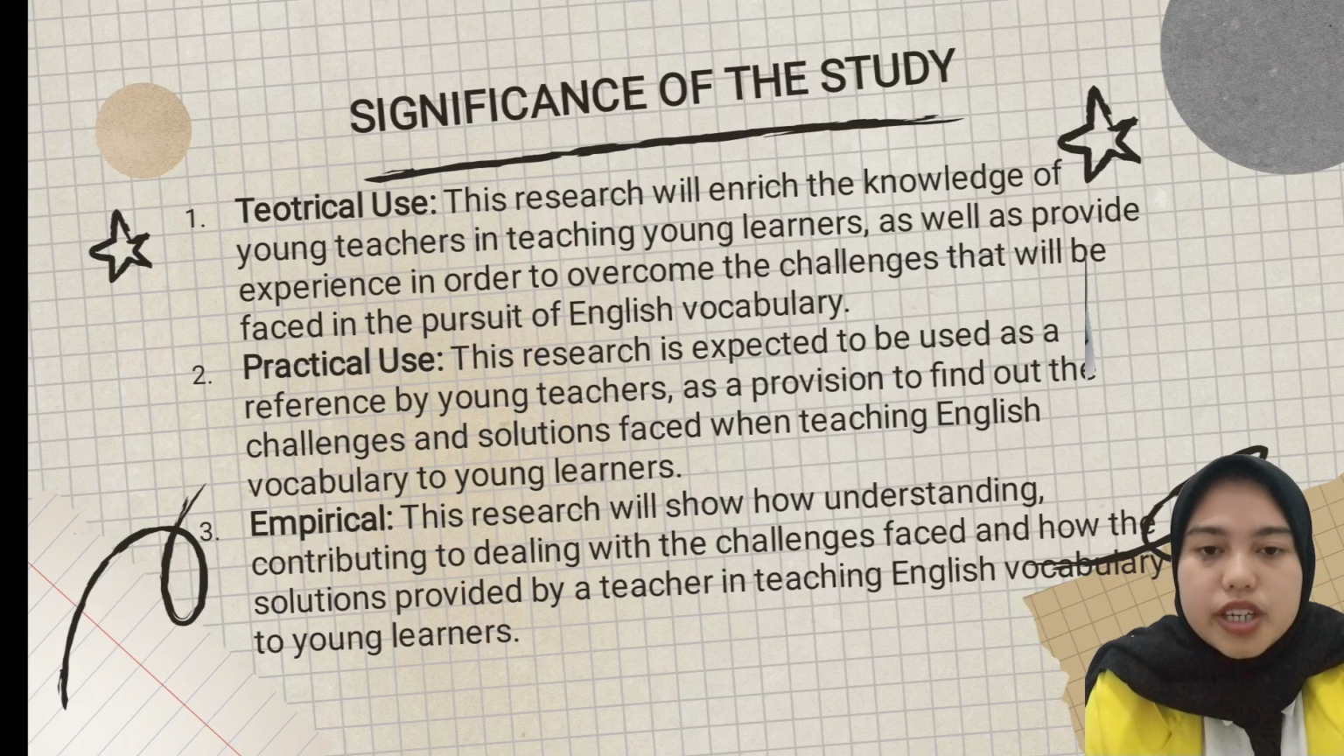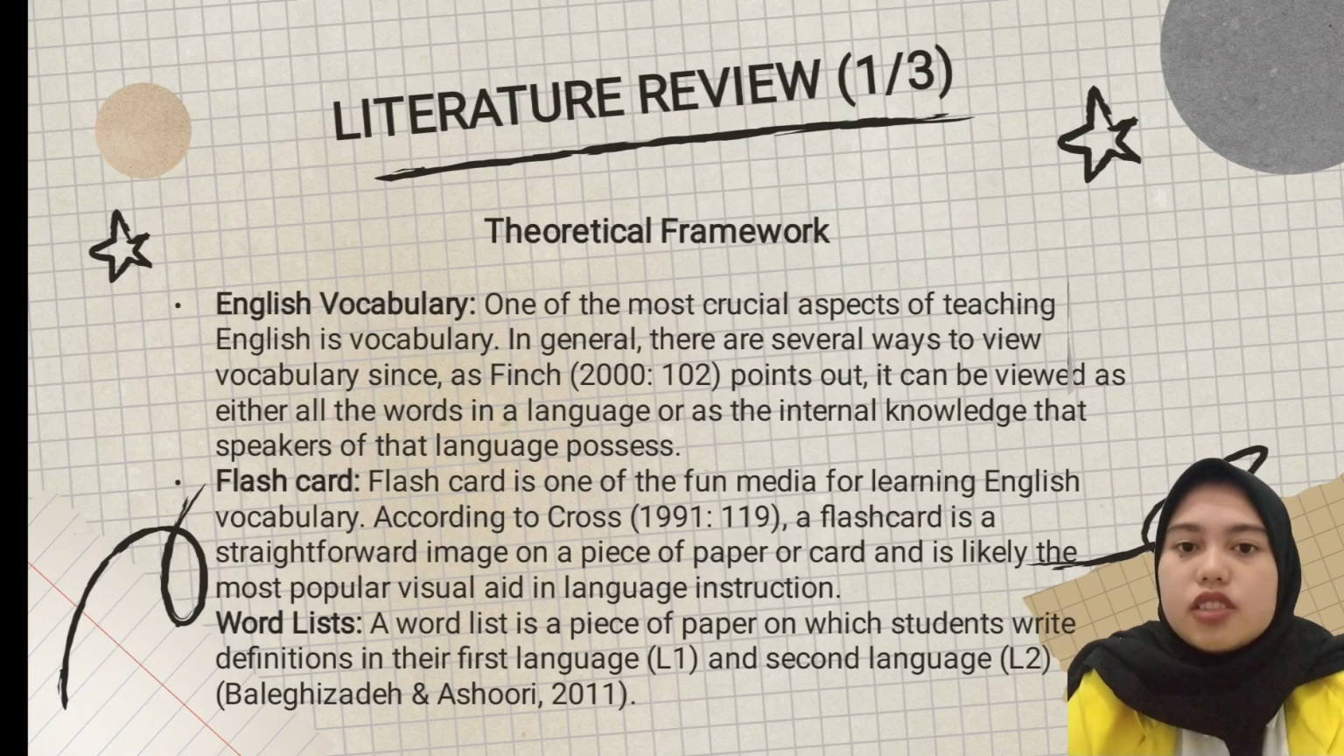And the last is empirical. This research will show how understanding contributes to dealing with the challenges faced and how the solutions are provided by a teacher in teaching English vocabulary to young learners. The next is the literature review. The first point is the theoretical framework. In this theoretical framework, there are some points. The first is English vocabulary.